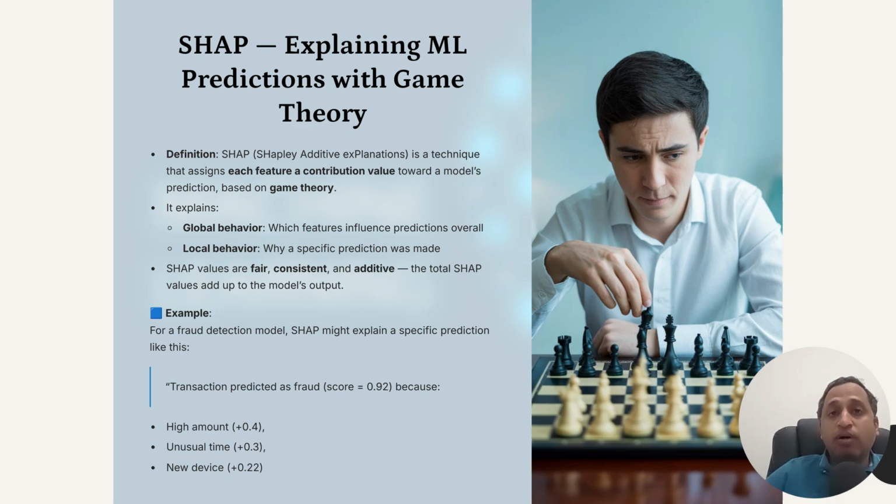So if your model predicts that a transaction has a 92% chance of being fraud, SHAP might show that high transaction amount added 0.4, transaction time added 0.3, new device added 0.2. Then it lets you say exactly why the model said it's likely fraud. This level of transparency is crucial in making ML models auditable, trustworthy, and aligned with human judgment.